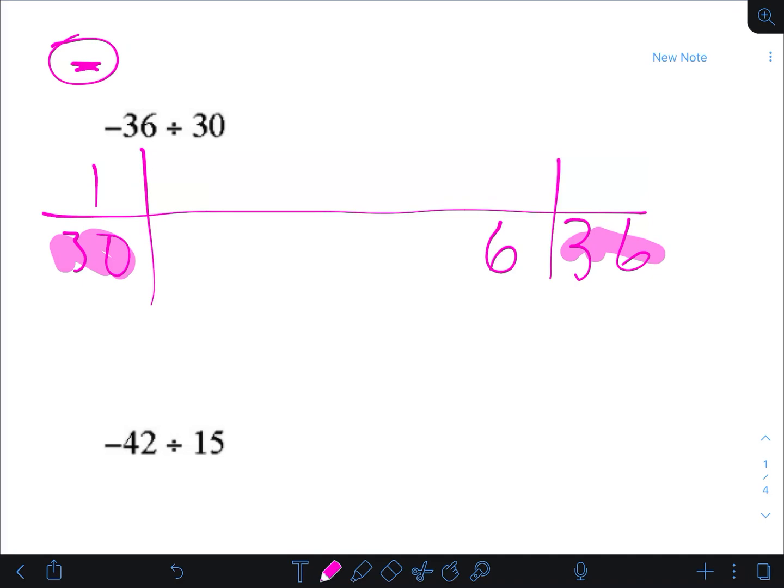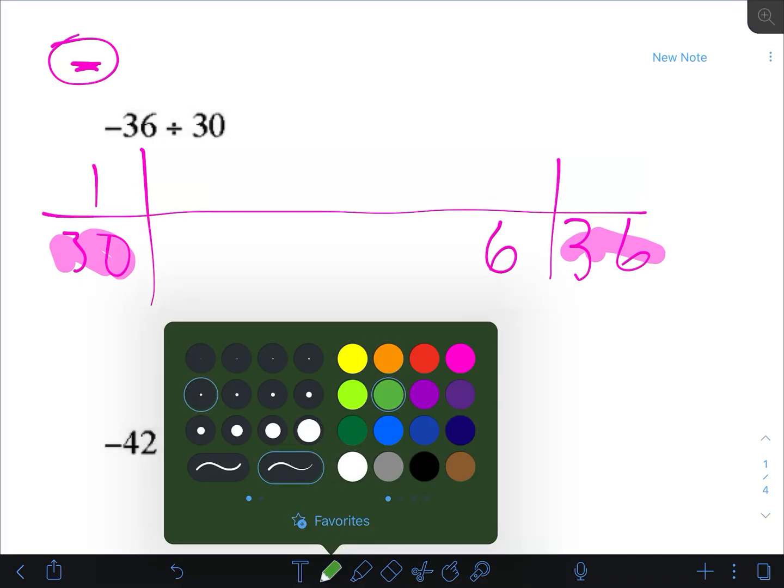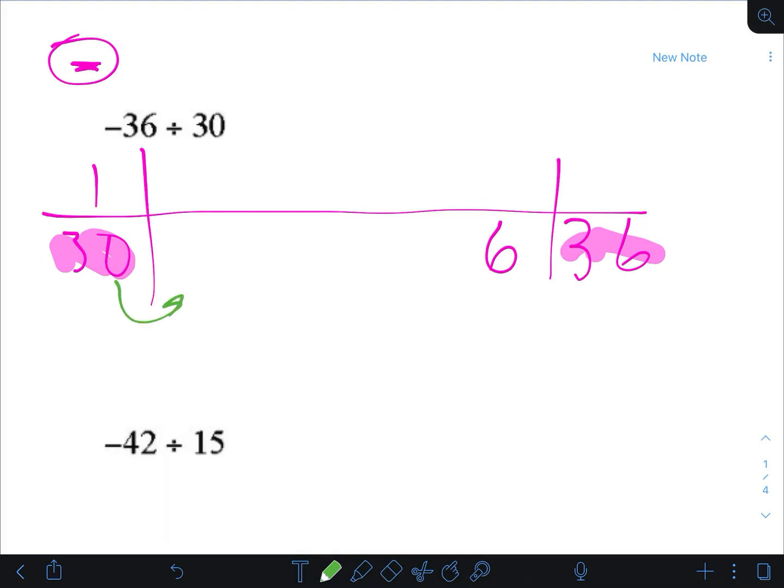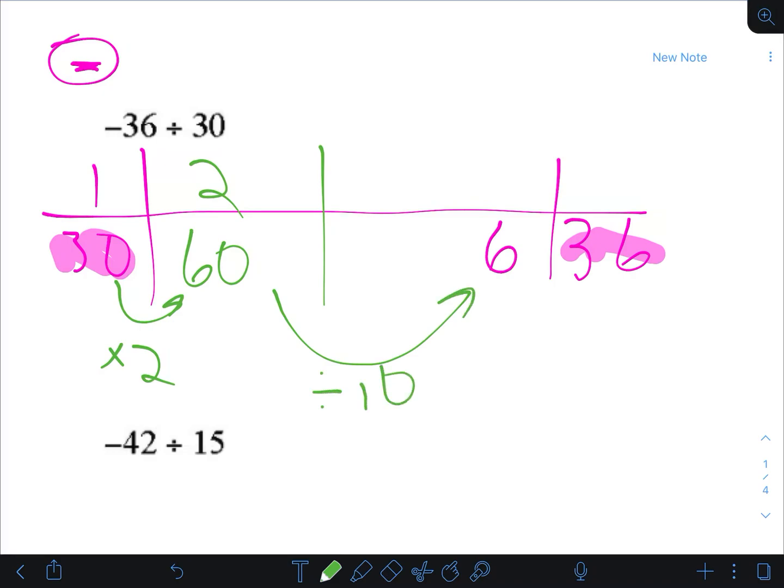Now, some people say, oh, I need to shrink this down to get to 6. You don't need to. All you need is a 6 and a bunch of zeros, and we can work from there. Well, if that's the case, Mr. Schneider, if I double 30, I get 60, and that becomes 2. And you can get from 60 to 6 by dividing by 10. So then 2 divided by 10 is 0.2.